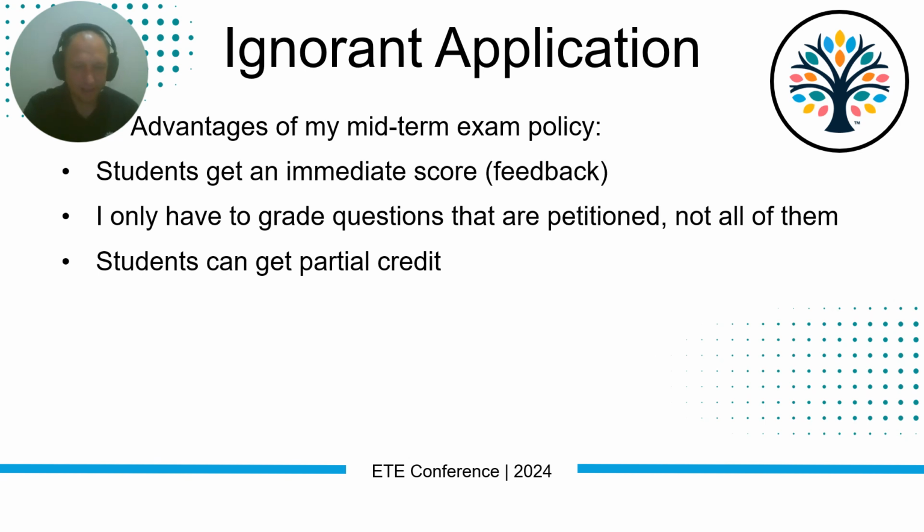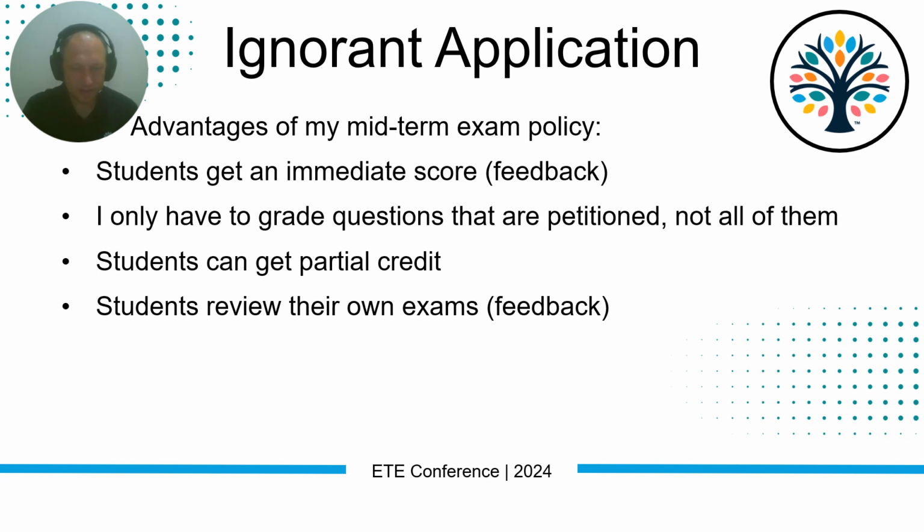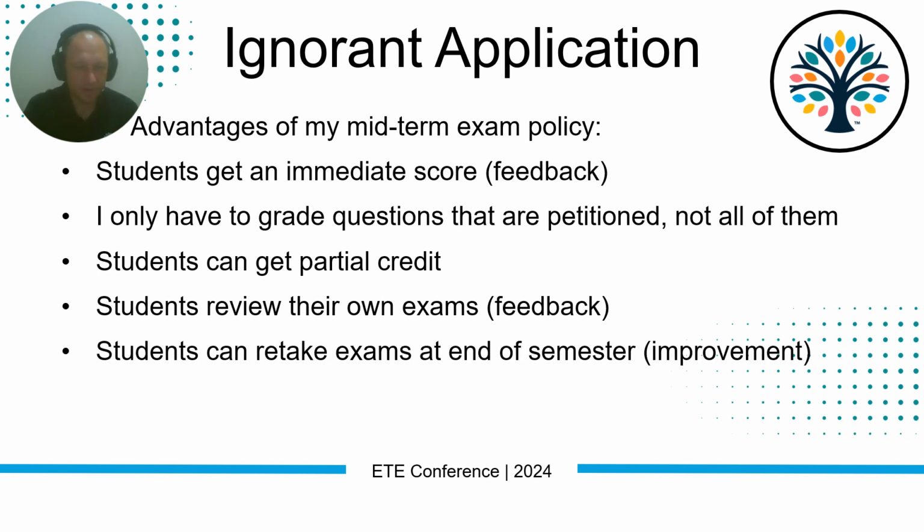So the advantage to the students. And the students review their own exams. They get feedback of looking through their exam. Right. And at the end of the semester, they can retake those exams, replace bad scores, and that allows for the opportunity of improvement. Again, this is another form of ungrading. Right, so they get the feedback of the immediate score, they get the feedback of reviewing their exams, going through and seeing how it should have been done, and then they have the opportunity to improve at the end of the semester when they retake the exam.